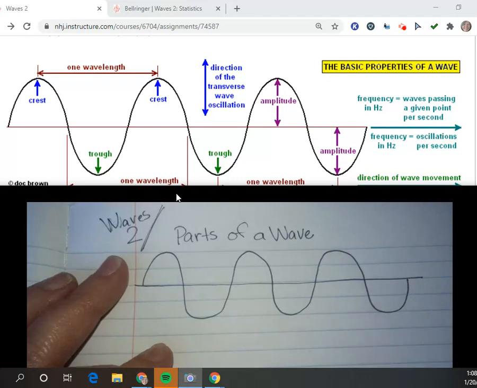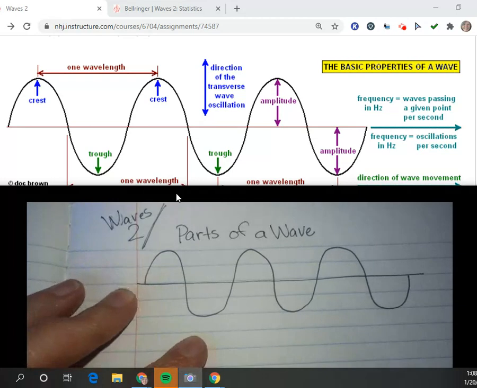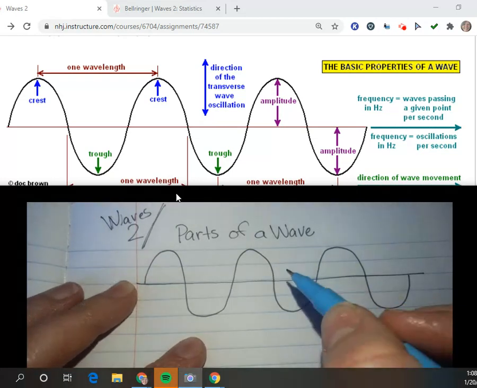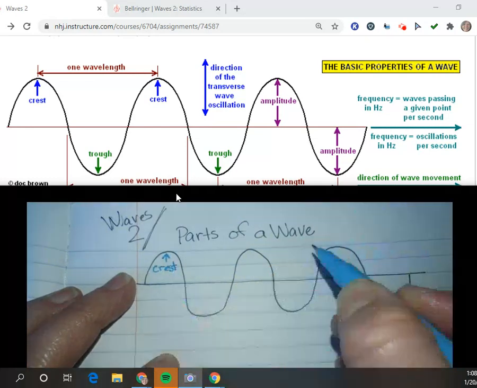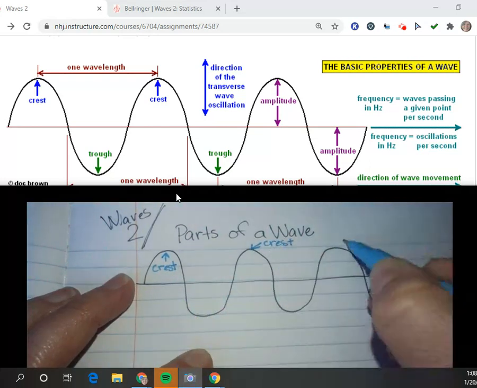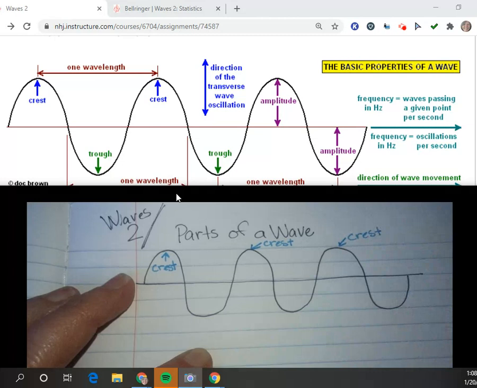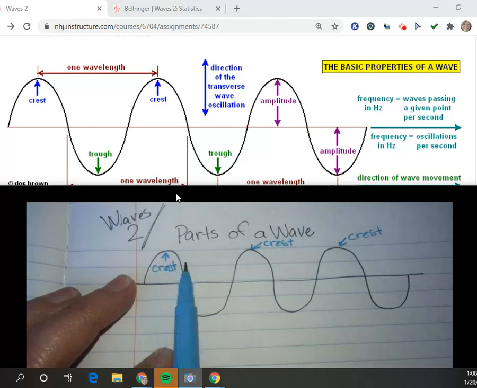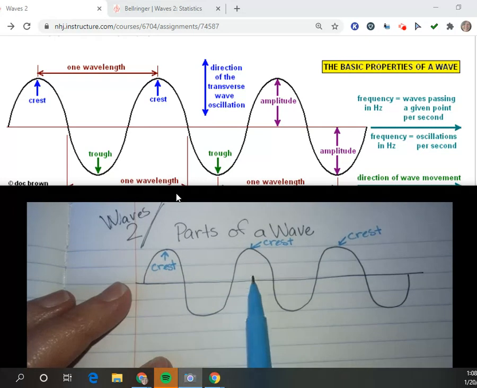I'm going to get out a couple of colors to help us differentiate what we're looking at here. And we're basically just doing exactly what's on the screen. The crest is the high point. So this is a crest right here. This is a crest right here. If you look at that, all the crests are the same distance from that midpoint. Okay.